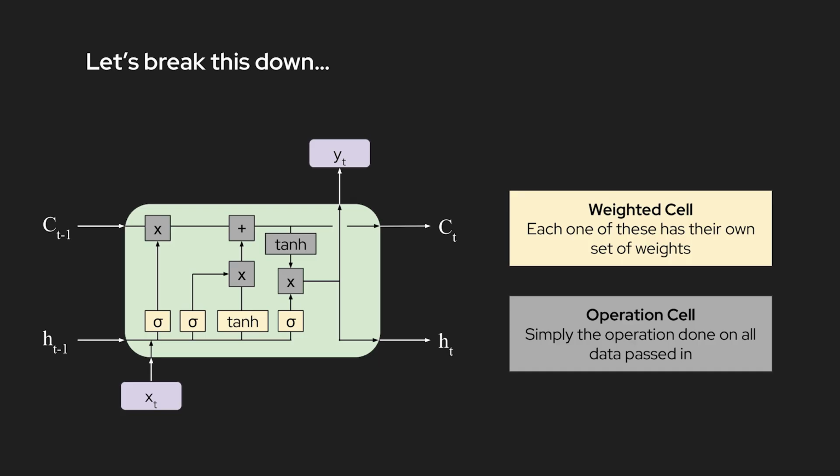Into and out of our cell, there are 2 points of information transfer between the time steps: CT, our cell state, and HT, our hidden state. This is what our LSTM uses to infer context of prior time steps.